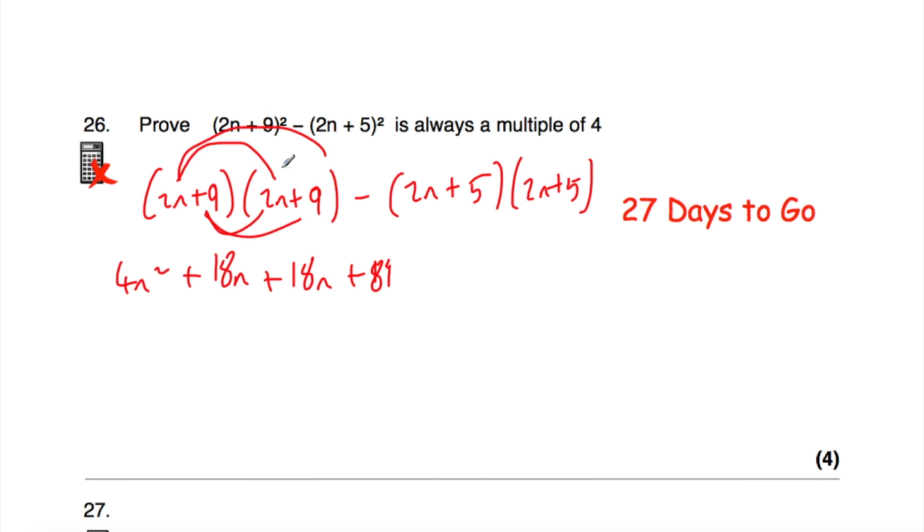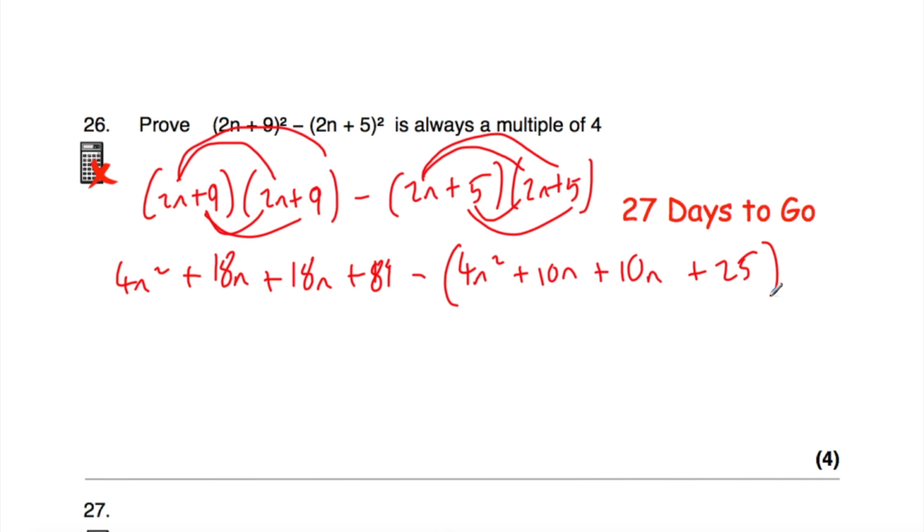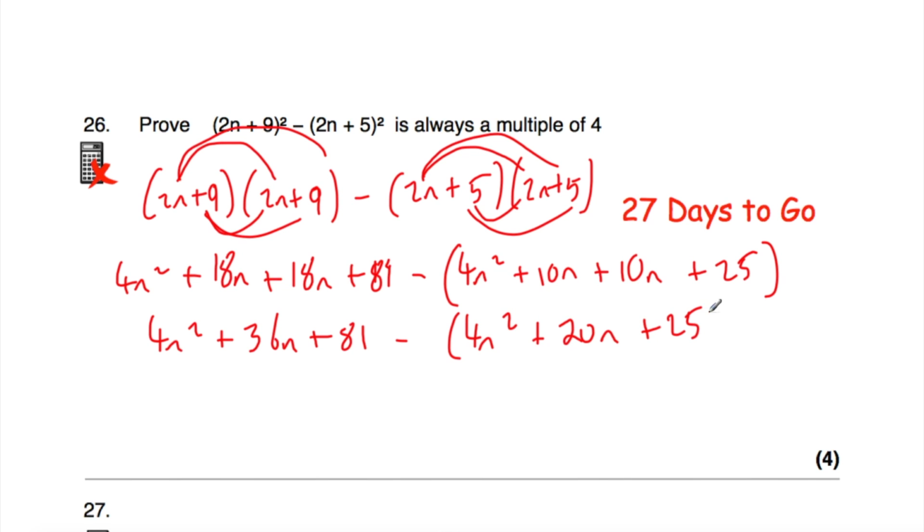So we've expanded our first pair of brackets. Now let's expand our second pair of brackets. I'm going to put a minus sign, and then a bracket, and expand this and put our answer inside the bracket, just because we're subtracting all of this. So 2n times 2n is 4n squared. 2n times 5 would be plus 10n, and again plus 10n, and then 5 times 5 is 25, so plus 25. If we simplify this, we'll get 4n squared plus 36n plus 81, subtract 4n squared plus 20n plus 25. Now we just need to subtract, so we're subtracting all of this from this.